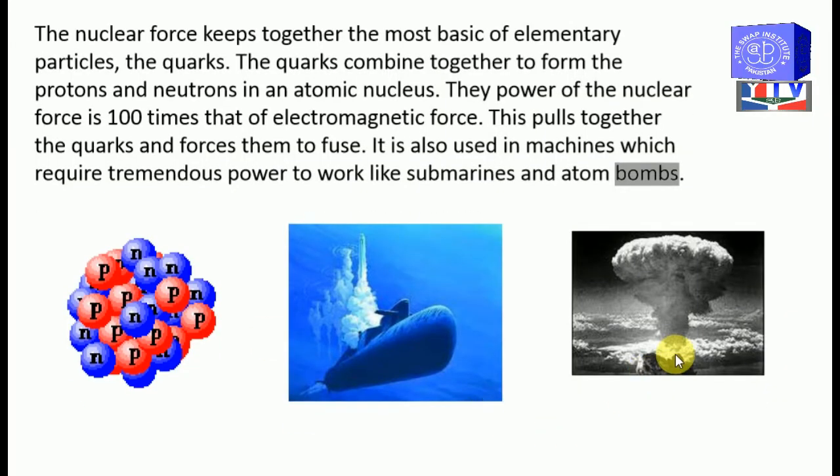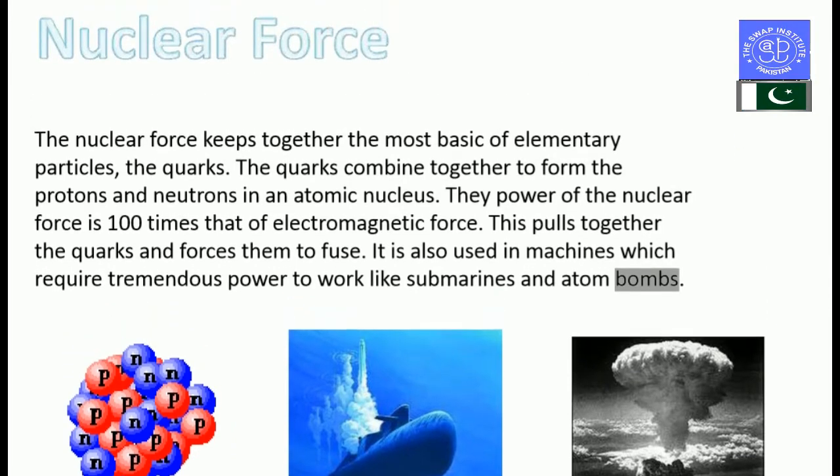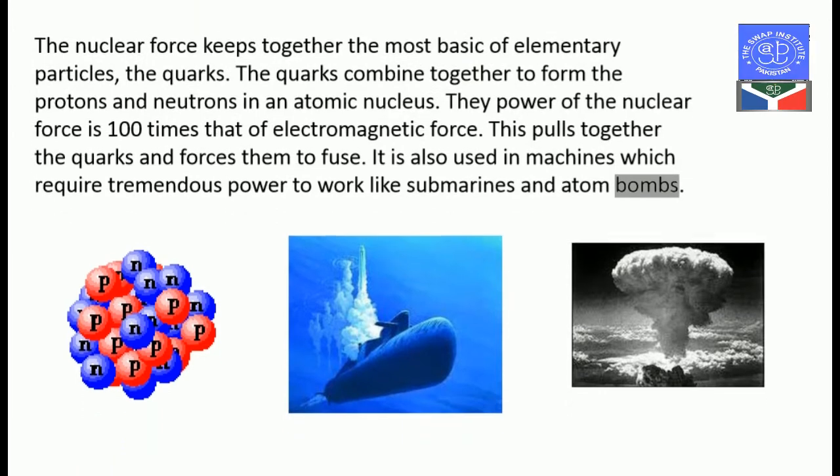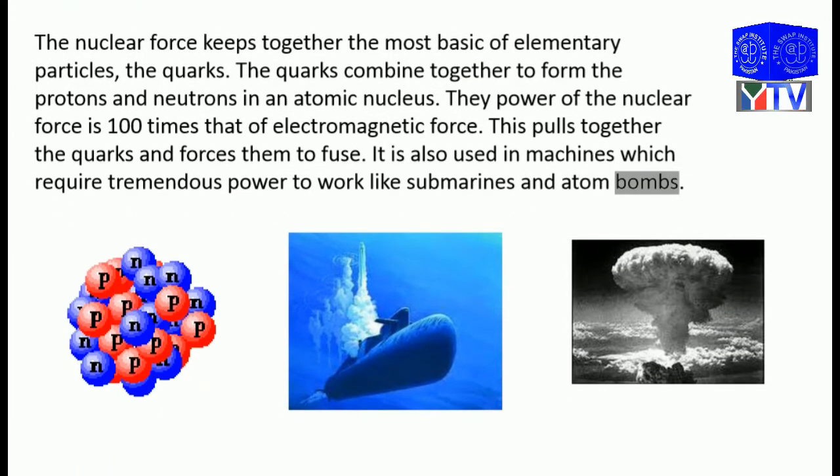This is the figure of an atomic bomb explosion, and this one is the figure of a submarine, and this one is the atomic nucleus. These blue particles are neutrons and the red particles are protons, and the force is nuclear force, by which the particles of neutrons and protons are combined together.